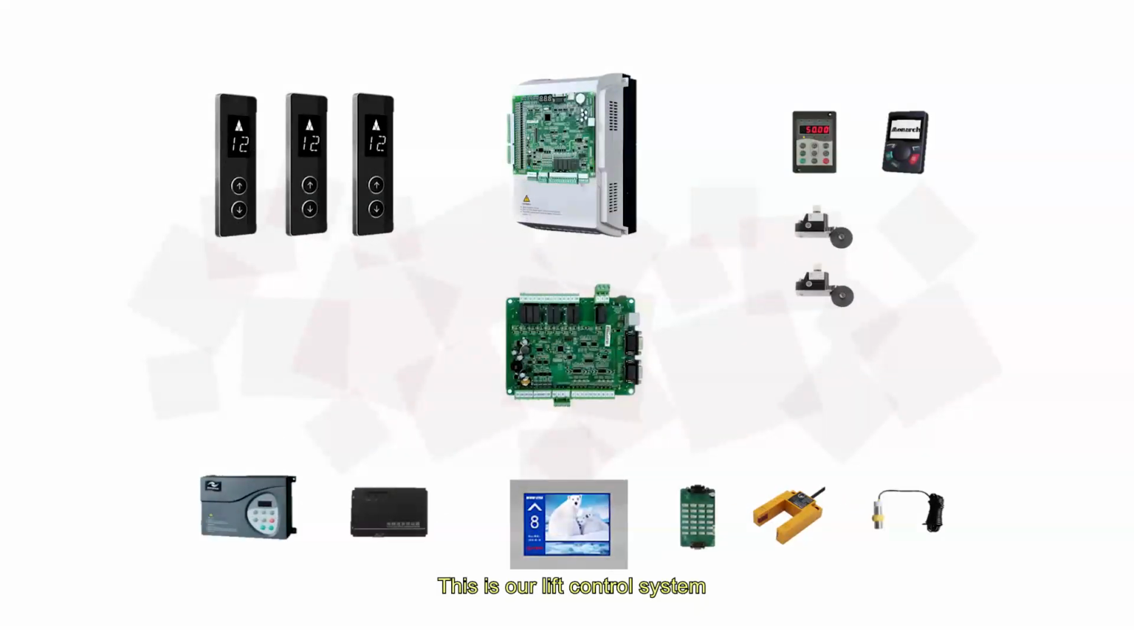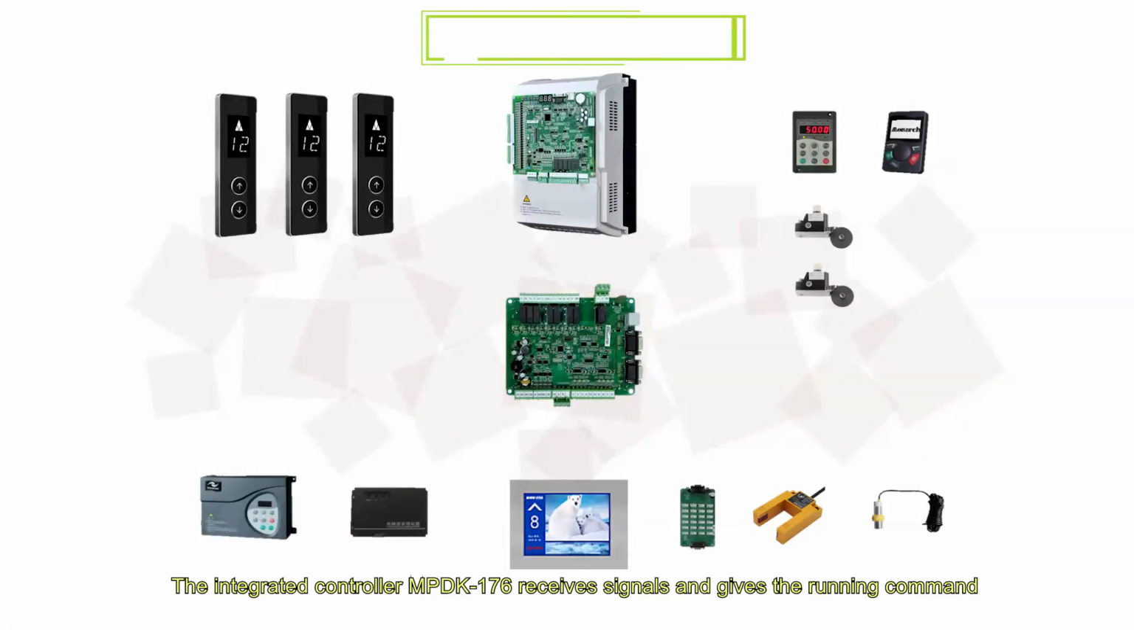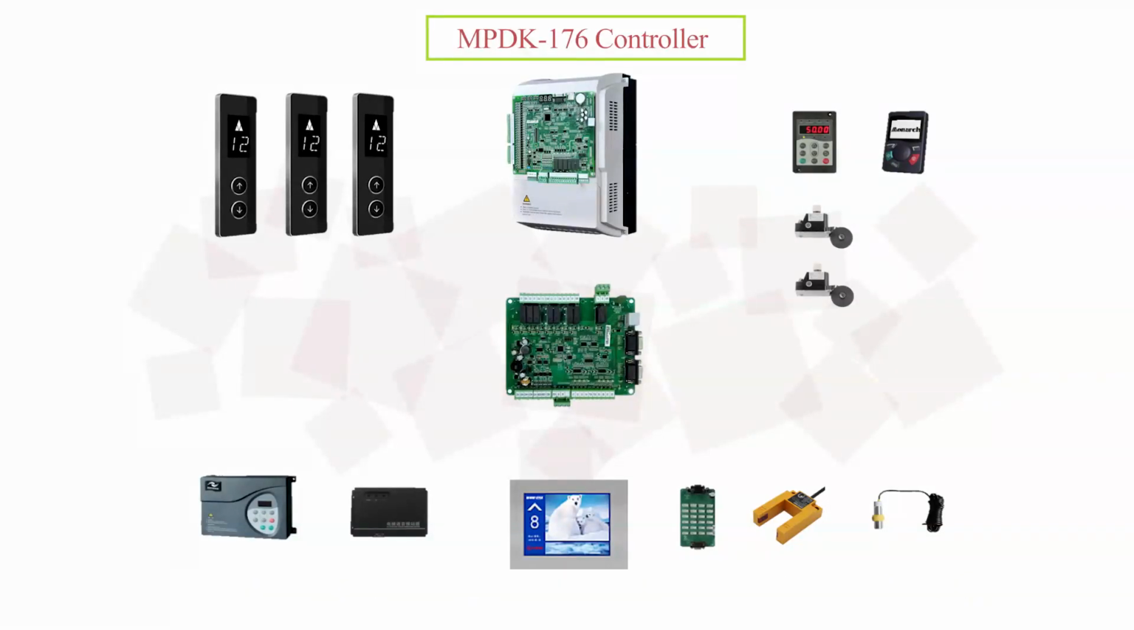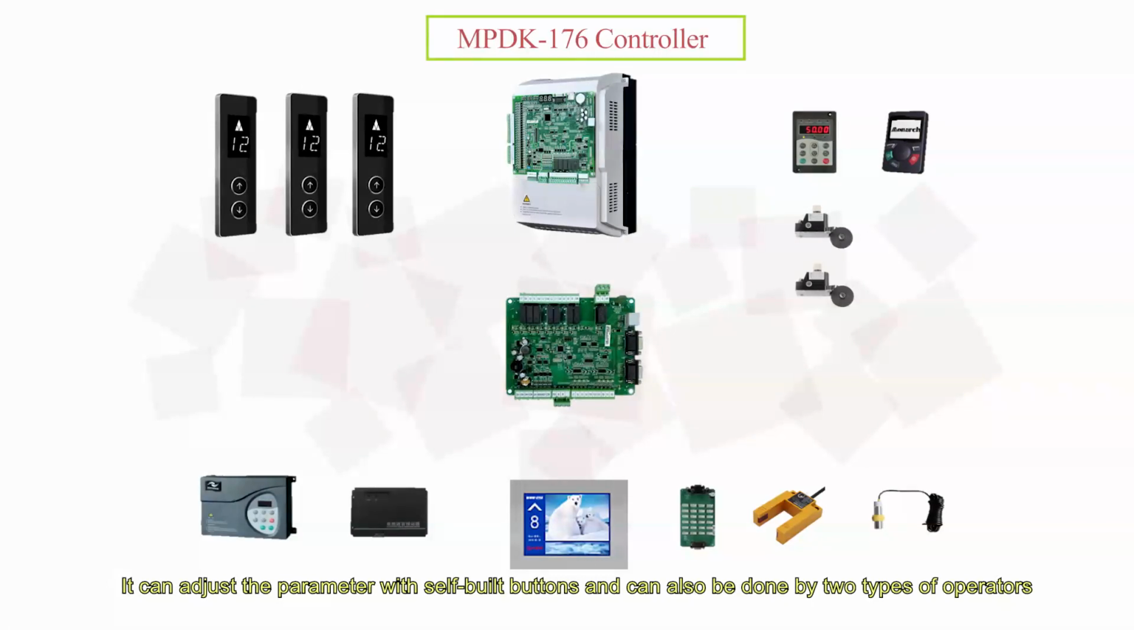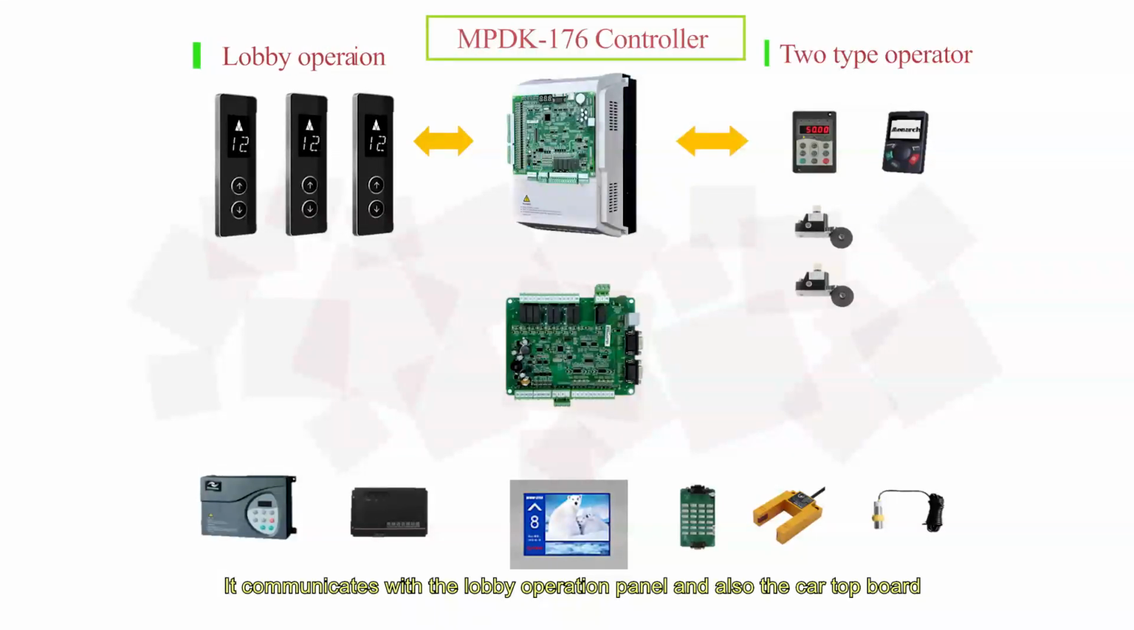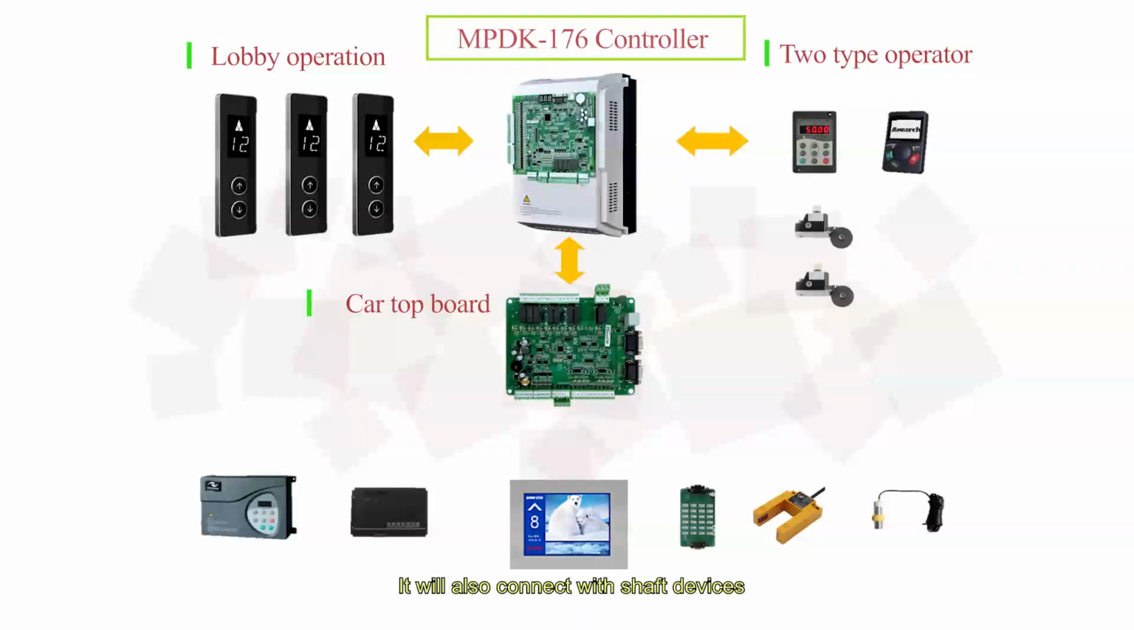This is our lift control system. The integrated controller MPDK 176 receives signals and gives the running command. It can adjust the parameters with built-in buttons and can also be done by two types of operators. It communicates with the lobby operation panel and also the car top board. It will also connect with shaft devices like speed force changing device, terminal protection, etc.